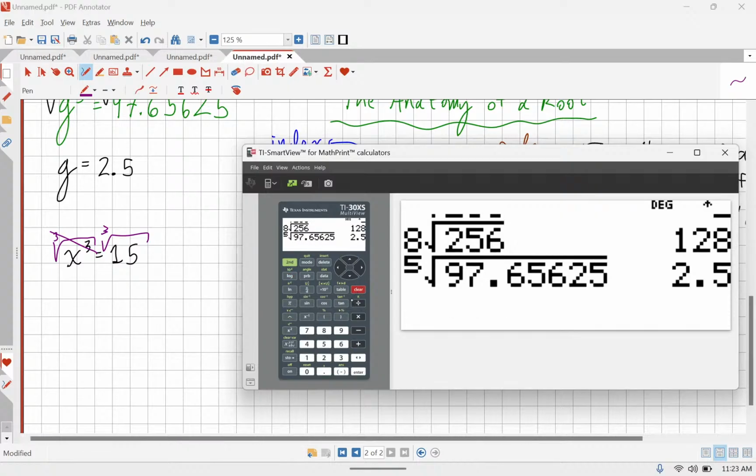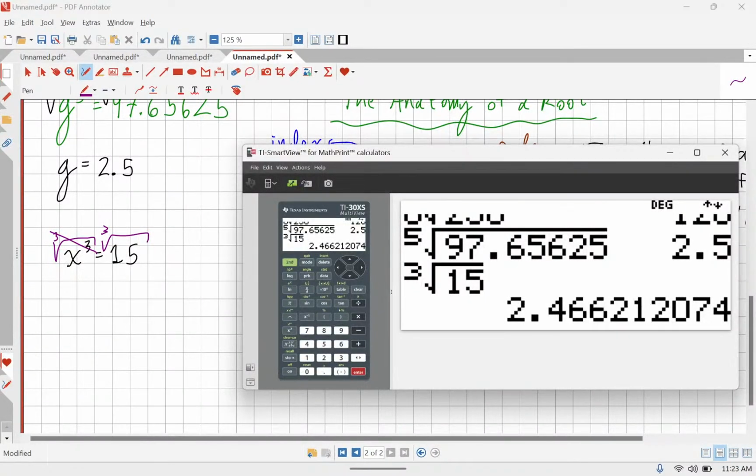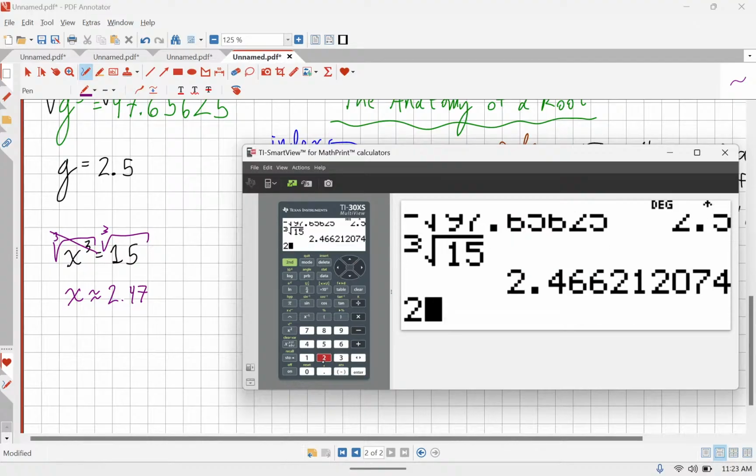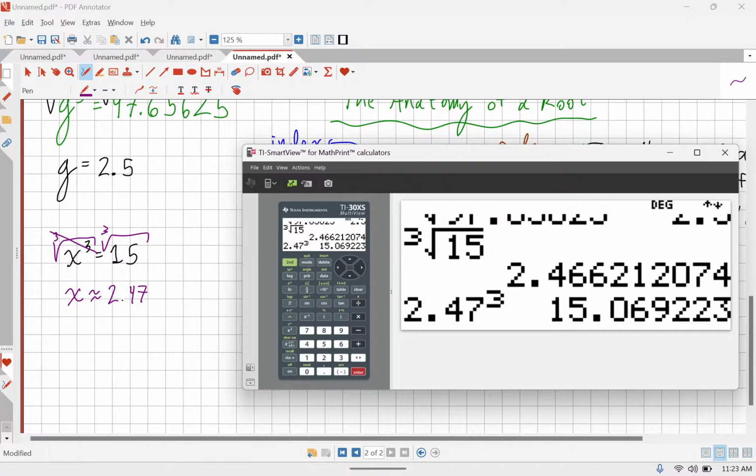Oh, nope, I'm hitting the wrong buttons, aren't I? Third root, don't take a logarithm, Mr. Petersen, of 15. Hooray, 2.466212074. We're going to round that to about 2.47. So x is about 2.47 because 2.47 to the third power is about 15.